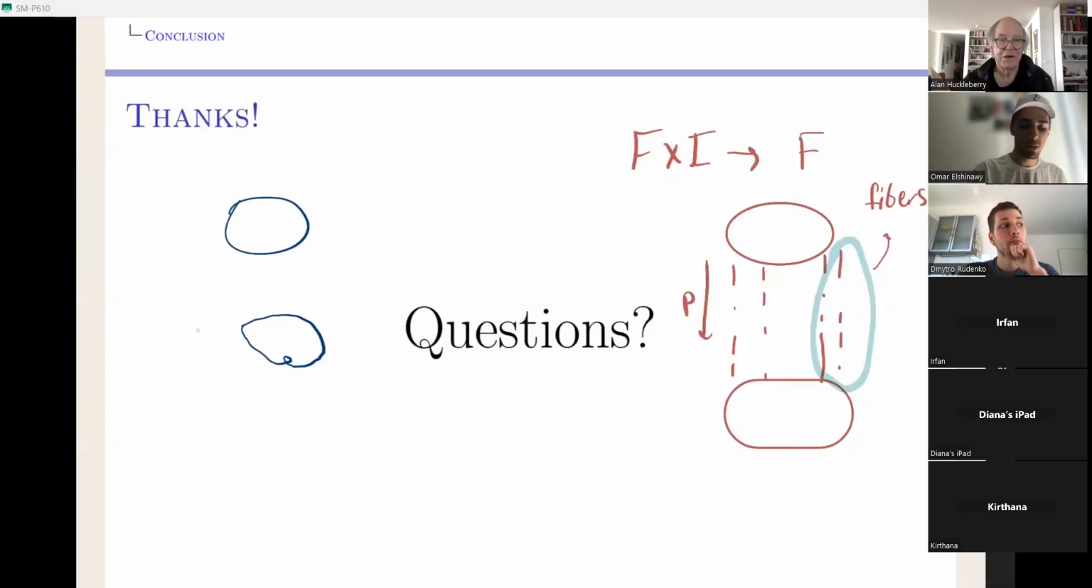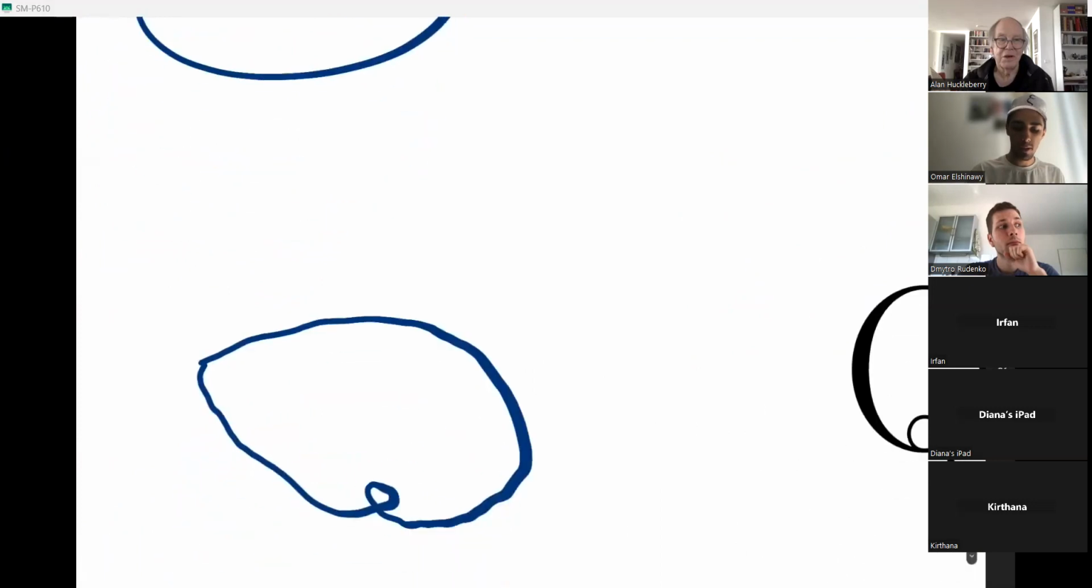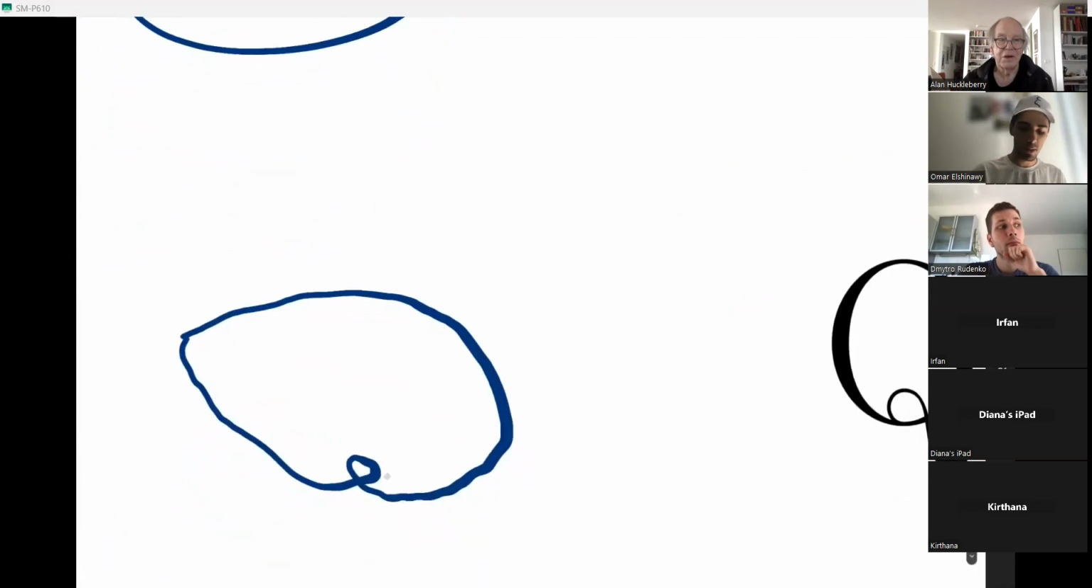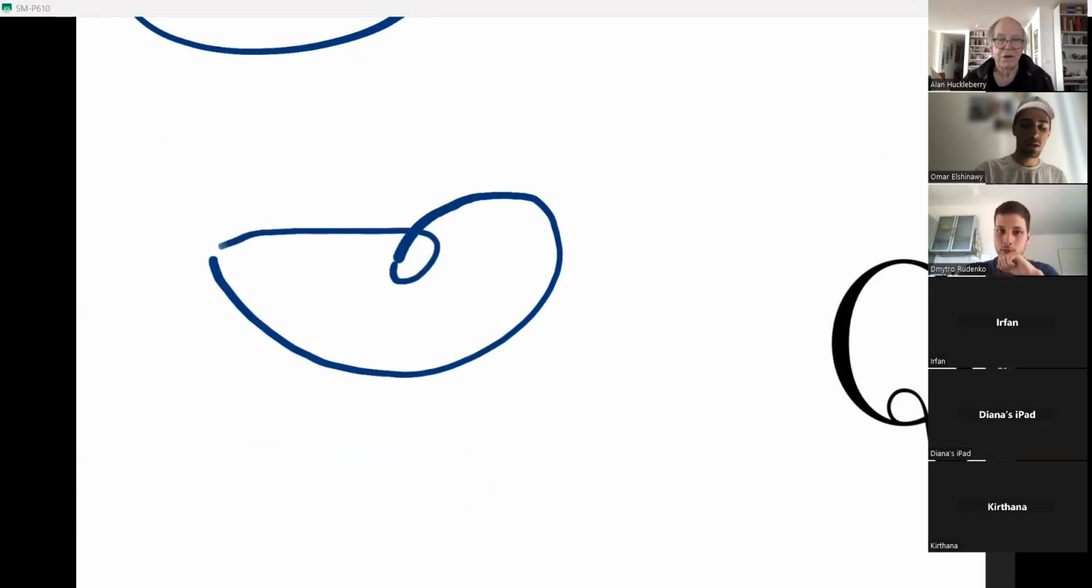I mean, just assume that this is the Möbius band, but this is trivial. This is the trivial bundle. This is non-trivial, and the idea behind this is just that if you go in close enough, I don't know how to draw. Maybe I can try. I'm not sure. Okay.